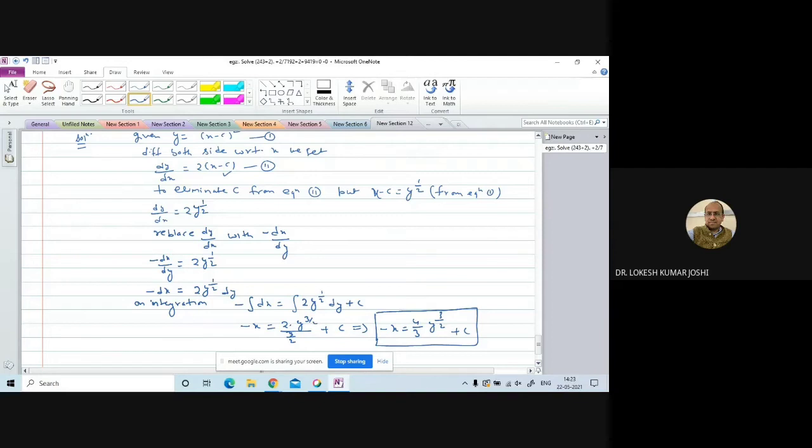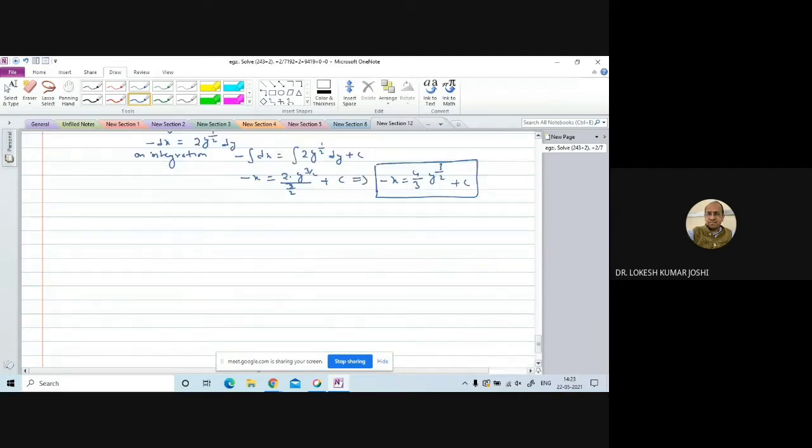Okay, let us check one more case. Another example. Find the orthogonal trajectory for the curve e to the power x plus e to the power minus y equals constant. Suppose we have this curve, e to the power x plus e to the power minus y equals constant.